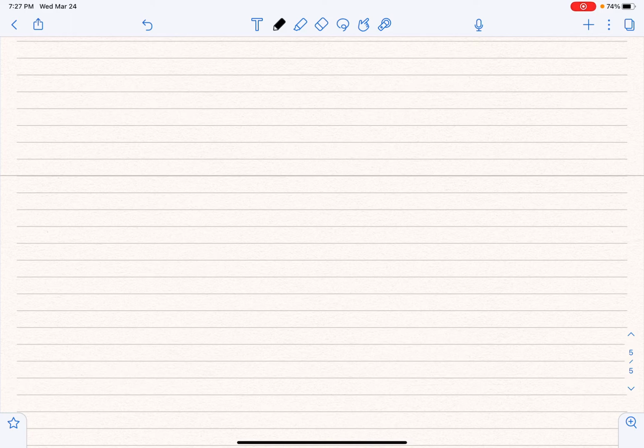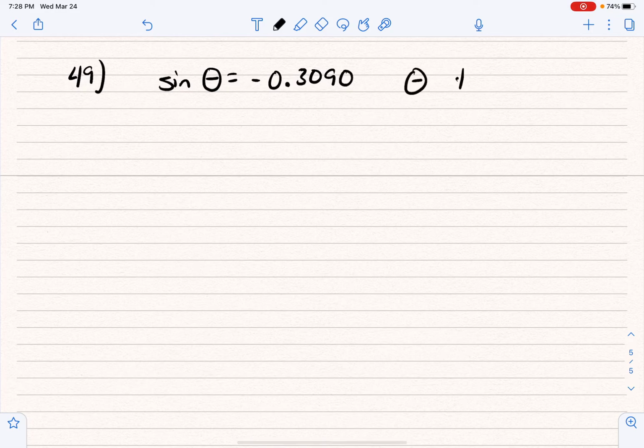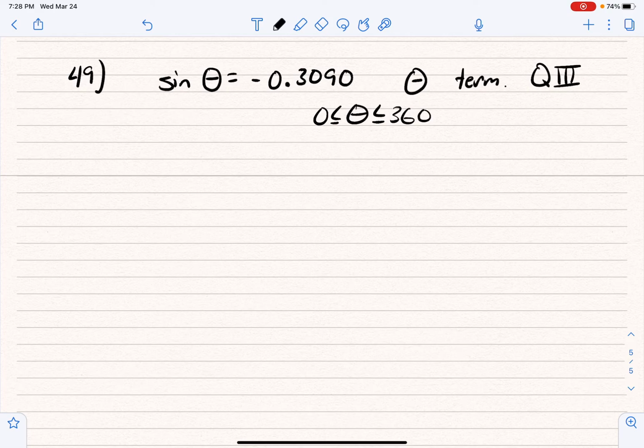But what I want to do is take a look at number 49. Okay, 49 in your book, whether you have your book open or not, it's fine. 49 says this. It says sine theta is equal to negative 0.3090, and theta terminates in quadrant 3. And so the question is, what is theta if theta is in between 0 and 360? It's got to be in between 0 and 360.